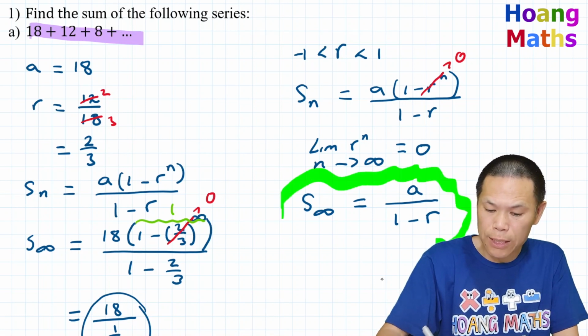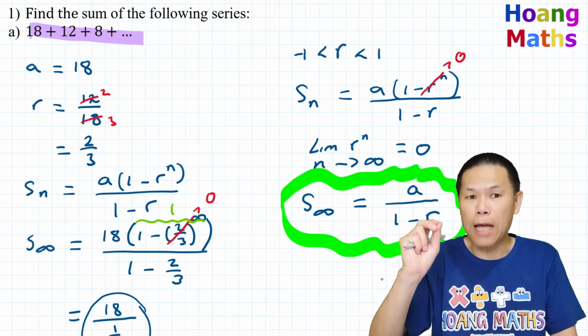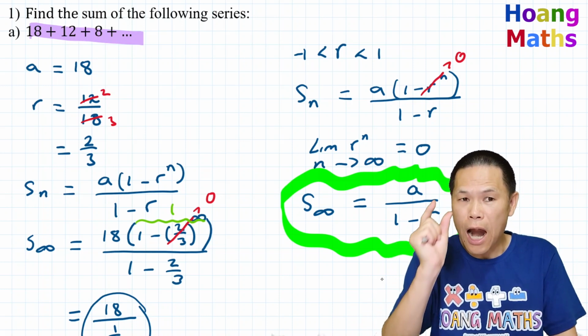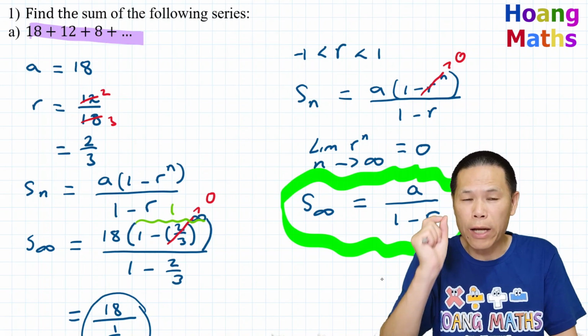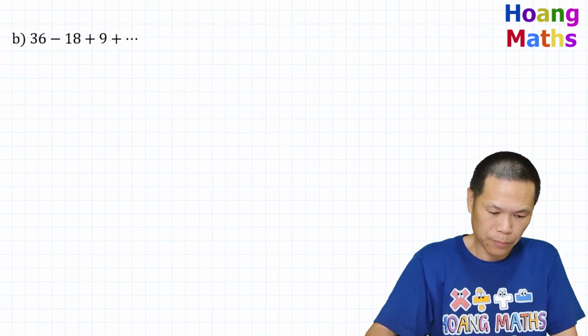The sum of infinity will give me A over 1 minus R. And the condition is R must be between -1 and 1. Please keep that in mind for me.